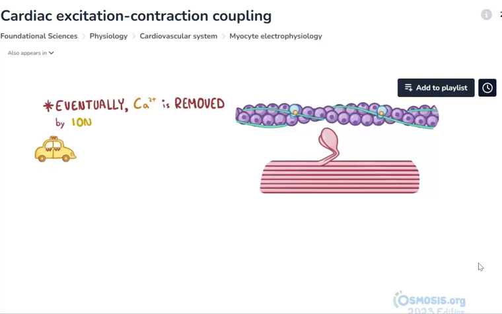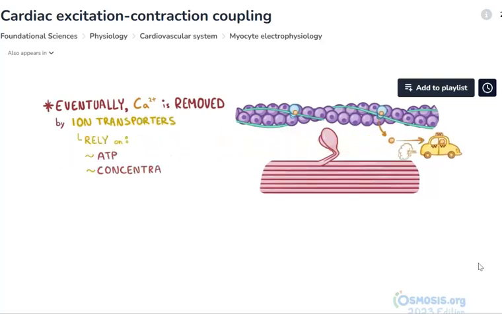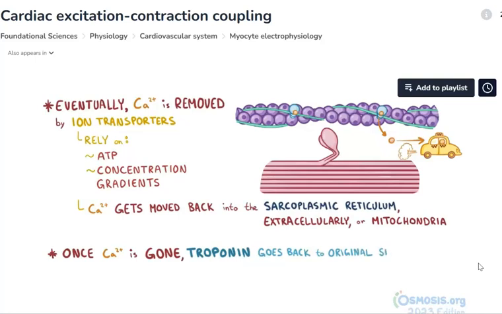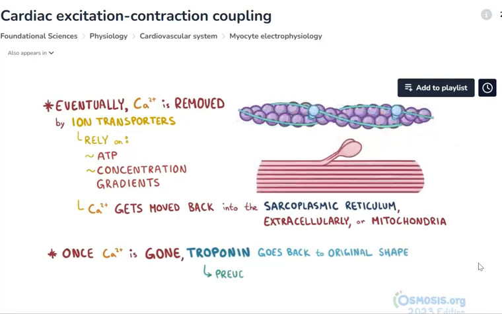Eventually, calcium ions are removed by ion transporters that rely on ATP or concentration gradients. Most of the calcium gets moved back into the sarcoplasmic reticulum, or the extracellular environment, and some also moves into the mitochondria. Once that calcium is gone, the troponin goes back to its original shape, which blocks the binding sites on the actin and prevents more cross bridges from forming.